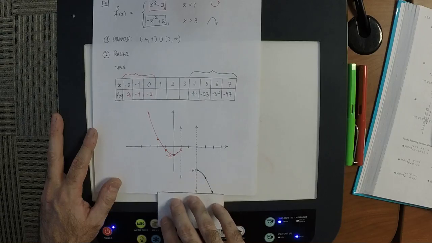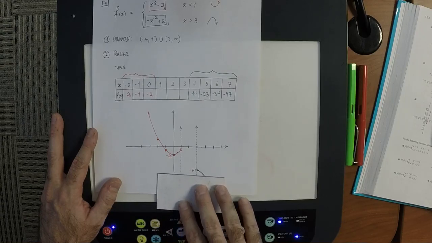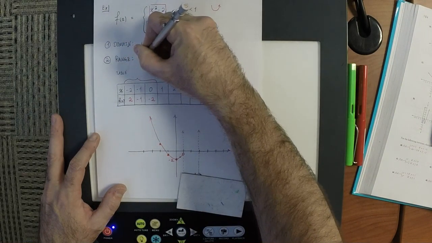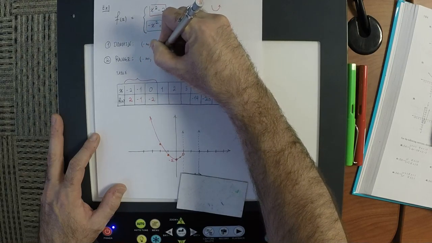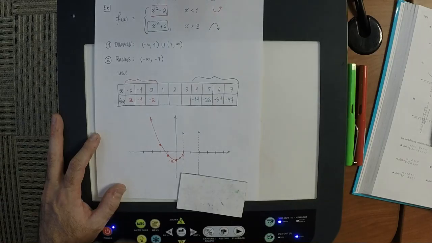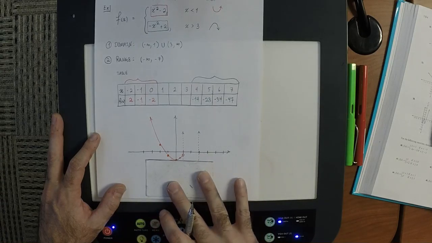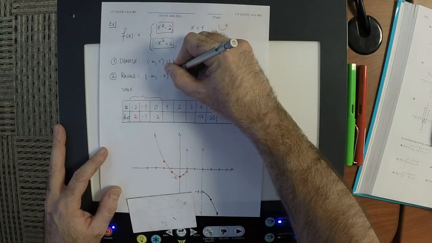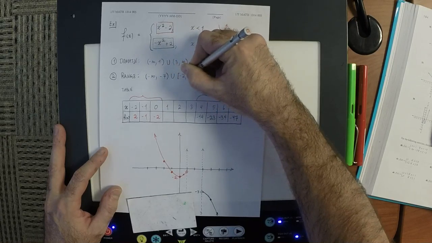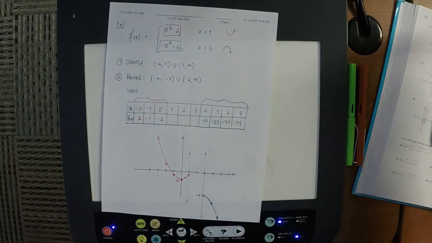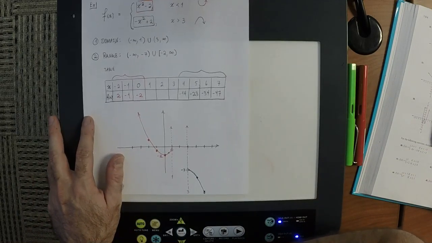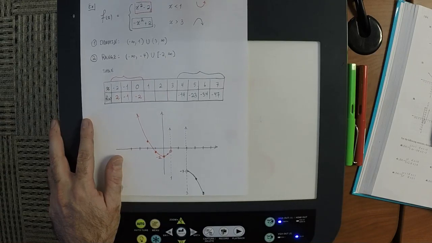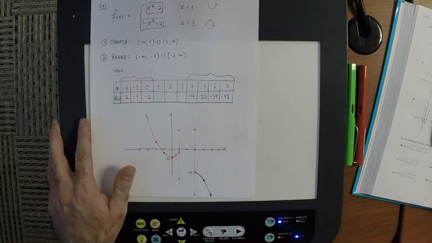So the green bit goes all the way down, all the way from negative infinity all the way up to negative 7. So we get that bit. But we don't pick up negative 7. And then what else? All the way to infinity. And we do pick up negative 2. Interesting. Any question about this? This is okay? Okay.